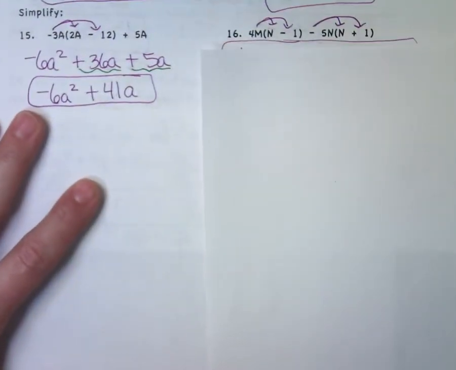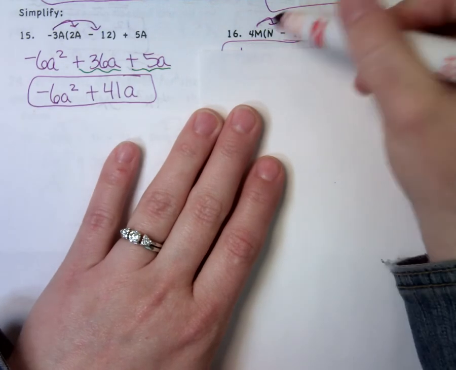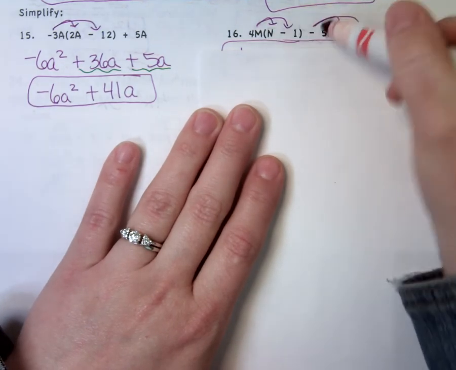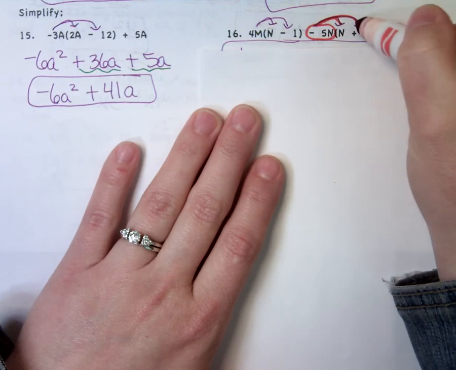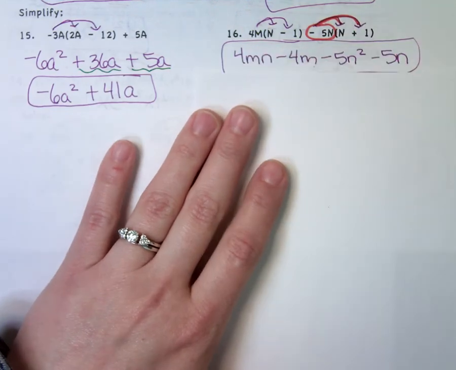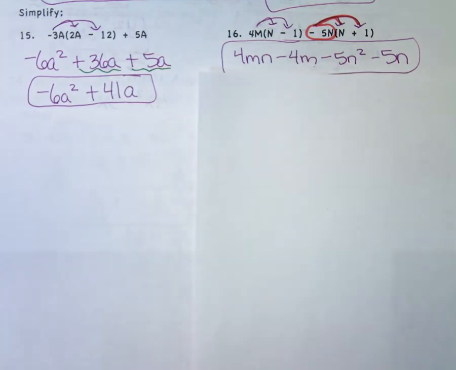Number 16. I have two different things to distribute. First, I'll distribute the 4m, and then I'll distribute the negative 5n. So this is what you get when you distribute. And then none of these are like terms. You can't combine any of those. So that's the answer.